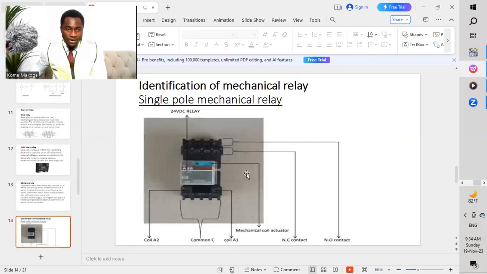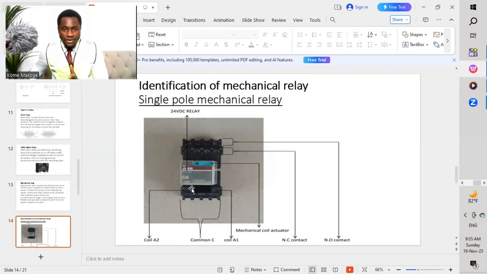So let's move to a graphic of how to identify a mechanical relay. In this case, we'll be talking about a single pole mechanical relay. If we look at a single pole mechanical relay, we will see that we have a coil which has A1 and A2. We have the common contact. We have the mechanical coil actuator, and then we have two different contacts, which are the normally open and normally closed contacts, as you can see here.